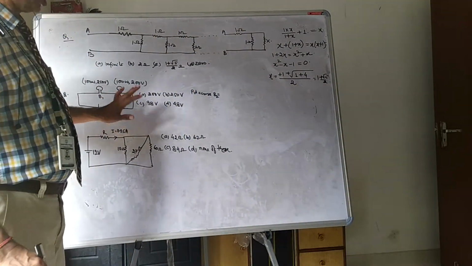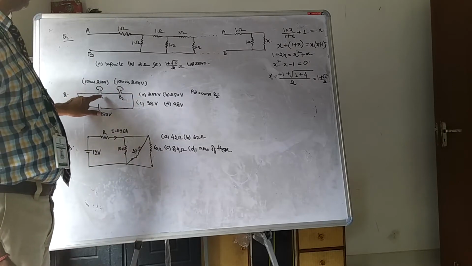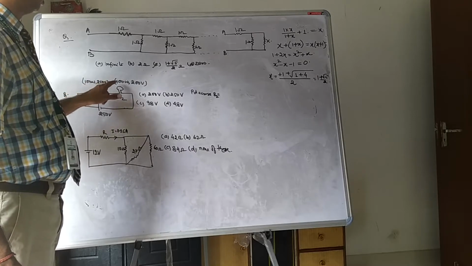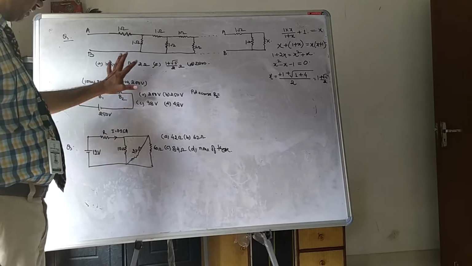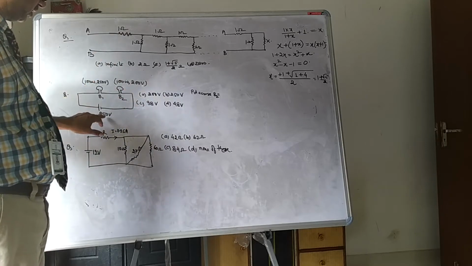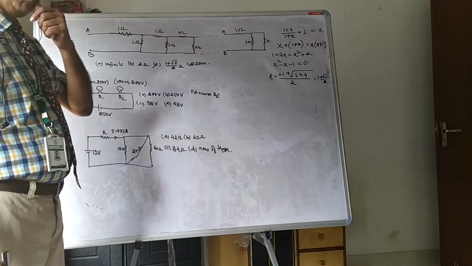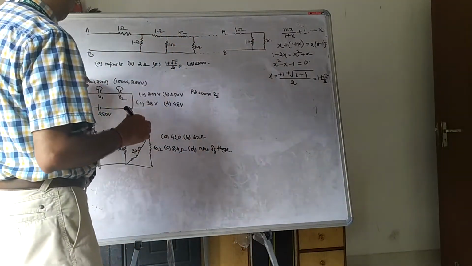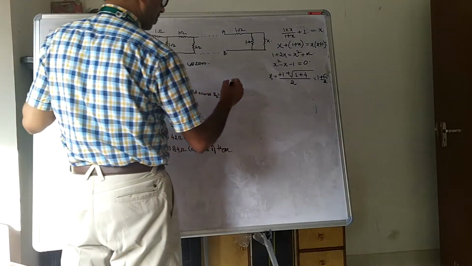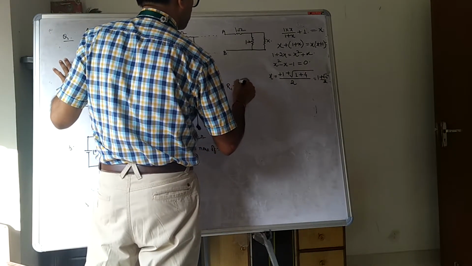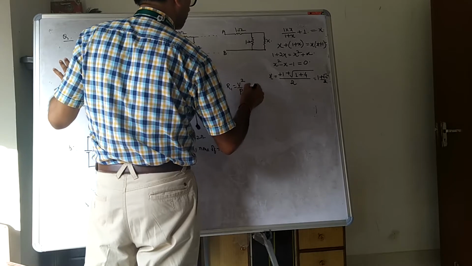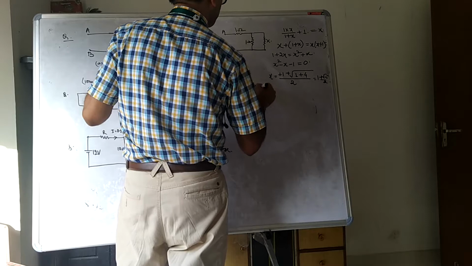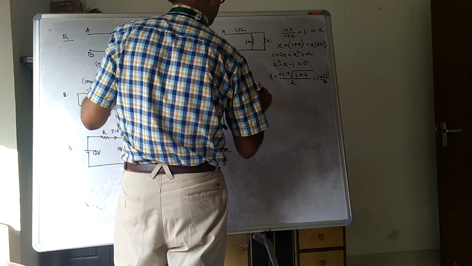Now in this question, two bulbs, V1 and V2, have been given. Their ratings are 100 watt 250 volt and 100 watt 200 volt, and they have been combined and connected with 250 volt. First of all, we should find the resistance of each bulb. What is the resistance of the first bulb? R1 will be V square by P. What is your V? 250. So 250 square divided by P, 100.